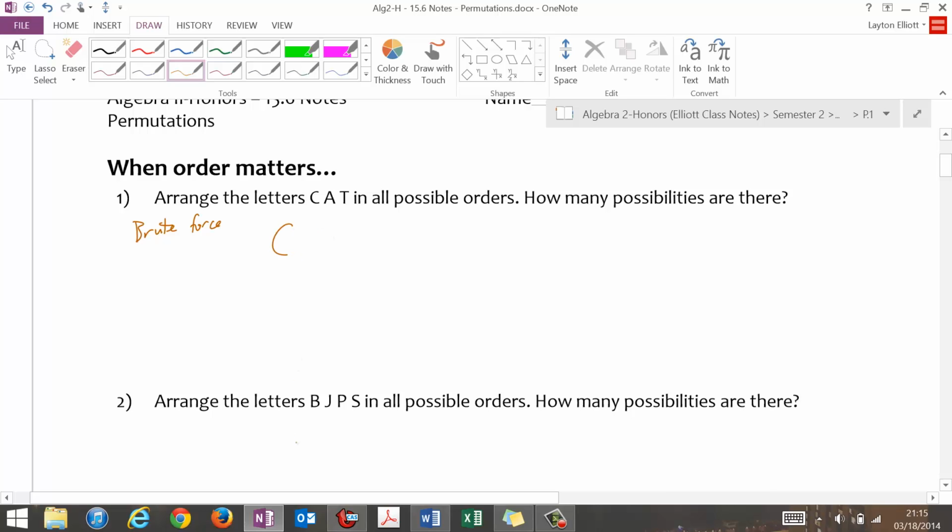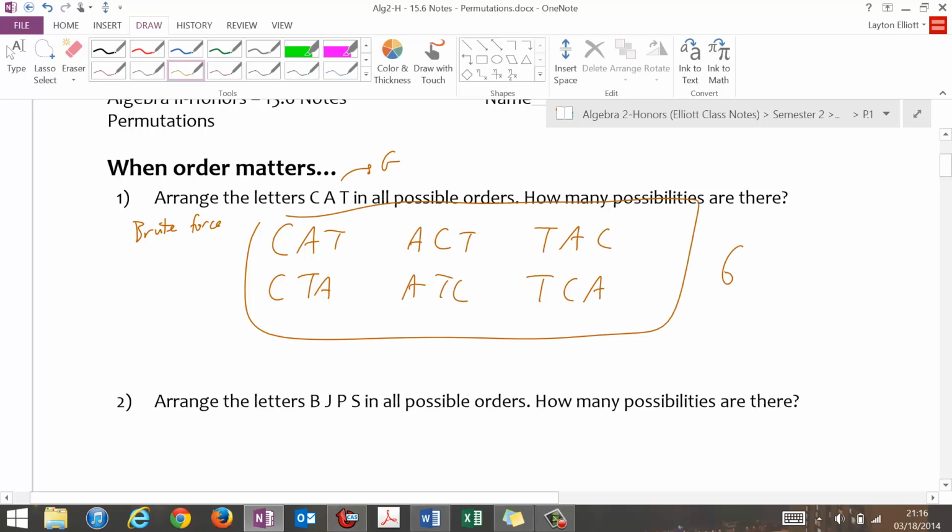So I could say all the ones that start with C, which would be C-A-T and C-T-A. Then I can do all the ones that start with A, which is A-C-T and A-T-C. And then all the ones that start with T, as in T-A-C or T-C-A. Heck, if we add a G in there, we have DNA. Ooh, but there are 6 of them. So 6 possibilities with 3 letters.